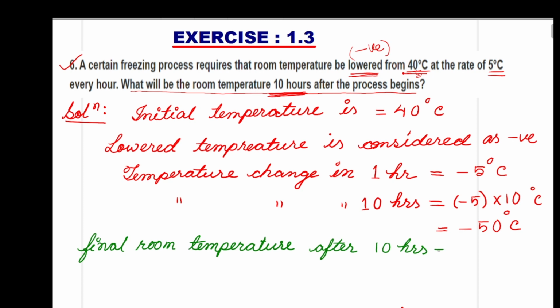It will be what? Earlier 40 degrees, now minus 50 degrees after 10 hours. So it will be 40 degrees minus 50 degrees Celsius. 40 minus 50 becomes minus 10 degrees. This is the room temperature of that room after 10 hours. Understood? Now come to the next question.